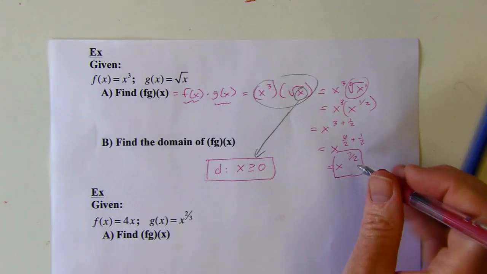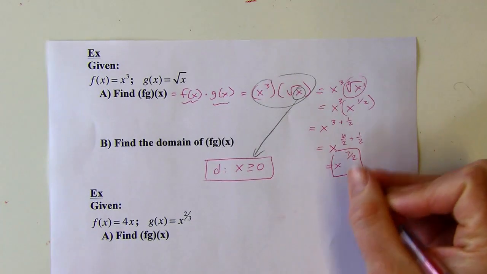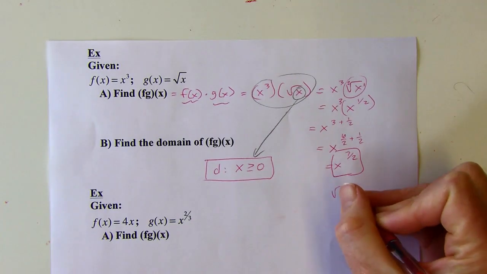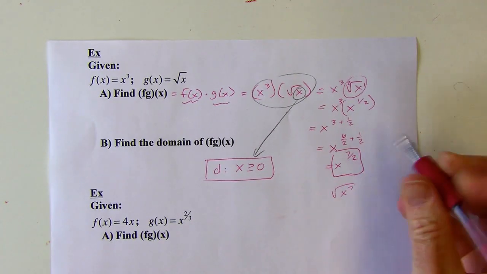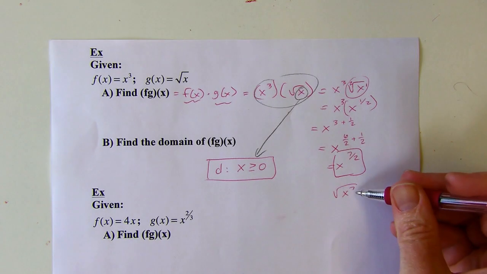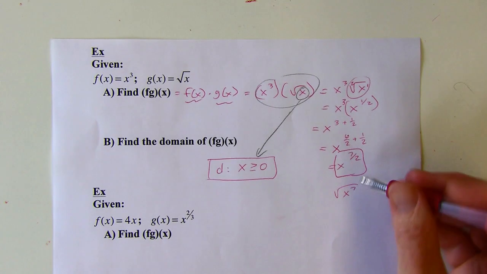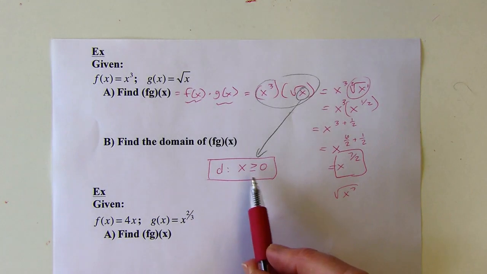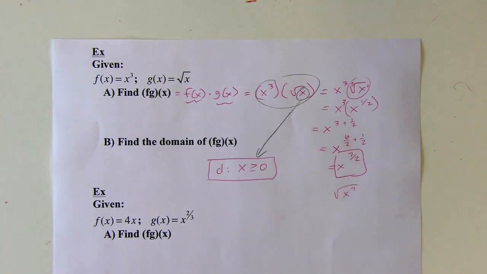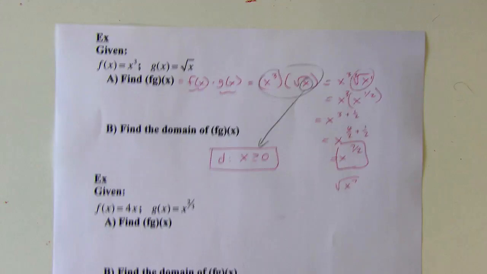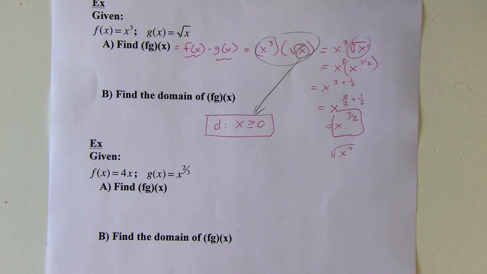And actually the same thing would happen, just to show you. If you wrote this as the square root of x to the 7th, still your radicand can't be negative. So if x to the 7th is greater or equal to 0, and you took the 7th root of both sides, you'd end up with that same thing. Okay. All right. Moving on to the next problem.